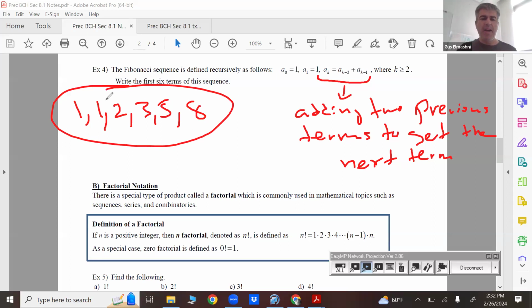Actually, there are some things in nature that kind of follow this pattern. I think petals on a flower kind of follow this. I don't know, I have to look it up. But kind of neat stuff. Okay. So we're good at this? Makes sense? Okay.